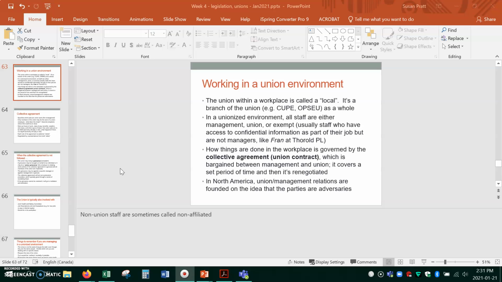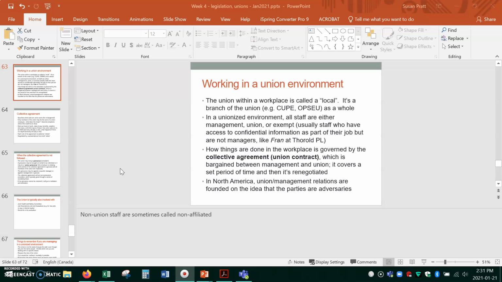Okay, in a unionized environment, I think I said earlier, all staff at the organization are determined based on their job description, their job posting, if it was advertised. They're identified as either management, union, or exempt. And sometimes that's called non-affiliated or non-union. So if you're a worker at Durham College, so faculty, clerical staff, and you don't supervise other people, then you're in a union. And if you supervise people, then you're probably a manager, and you're not part of the union, and the union rules do not apply to you.